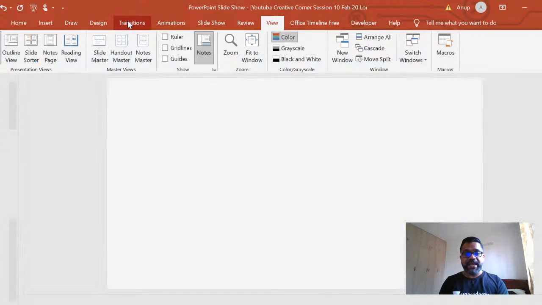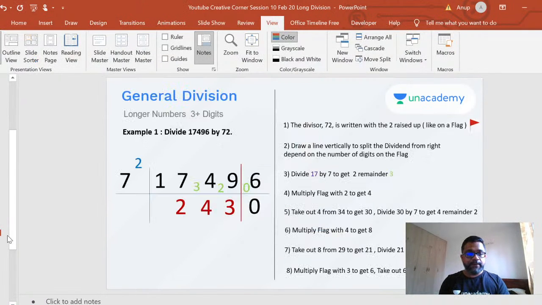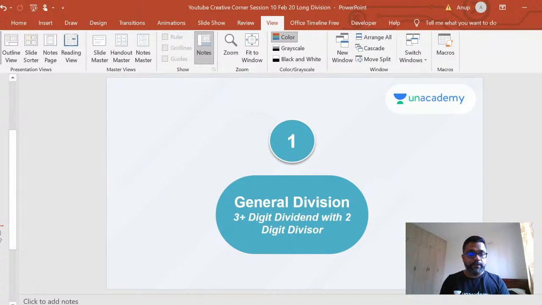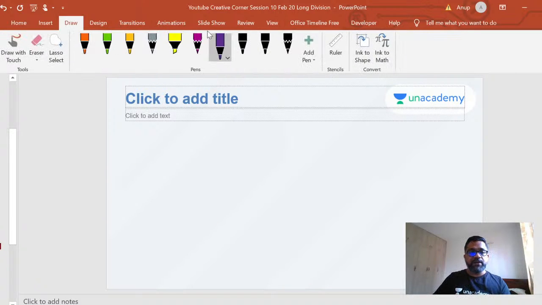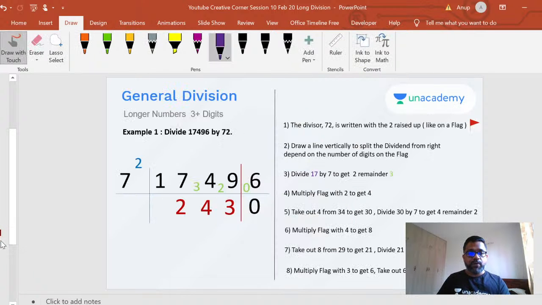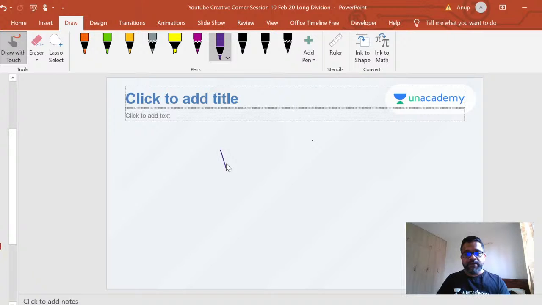So I'm going to repeat this again. It's all about understanding the pattern once, and then when you understand the pattern once, you are simply able to repeat it. So let me go. That problem was 17496 divided by 72. So remember, the 2, I put it on the flag. And then I draw this one line here. That's one digit here, because I have one digit in the flag. So after this one digit, I draw a line here.